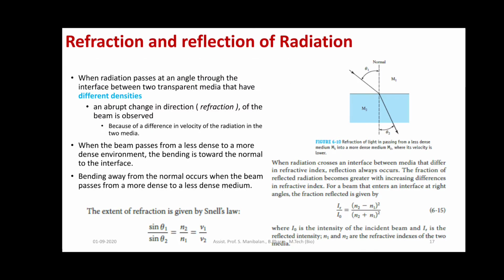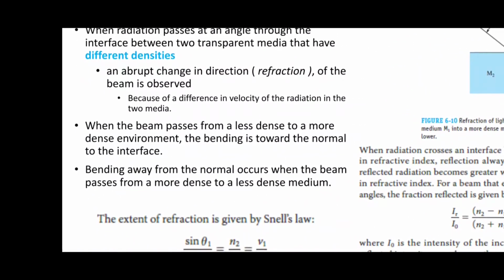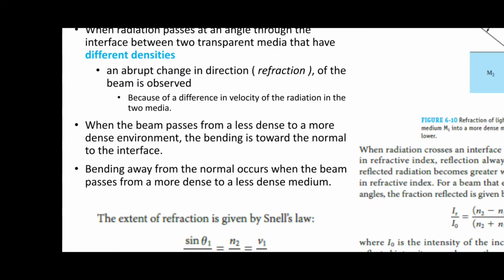Now refraction and reflection of radiation, when the radiation passes at an angle through the interface between two transparent media that have different densities. We already saw that in the previous slide. When light rays or electromagnetic radiation pass through two different media, there is an abrupt change in direction, which is called refraction. This is because of the difference in velocity of the radiation in the two media, which depends on the concentration of molecules present in the media. That's why we call them various densities.